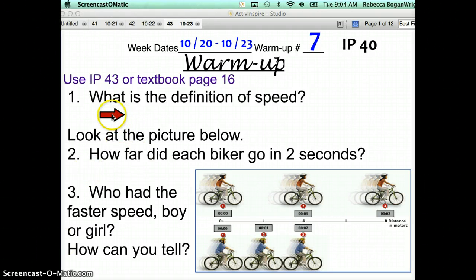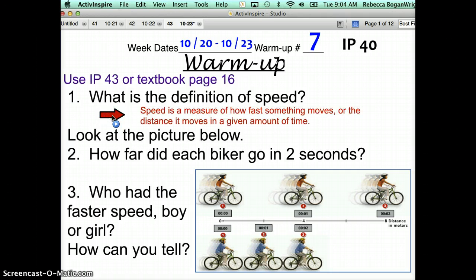Well, here's the answer. The definition of speed is that speed is a measure of how fast something moves or the distance that it moves in a given amount of time. Obviously, if something moves or covers more distance in a short amount of time, then it has a faster speed. So this is kind of stuff that you guys already know. We're just putting science words to things that you already experience in the world around you.